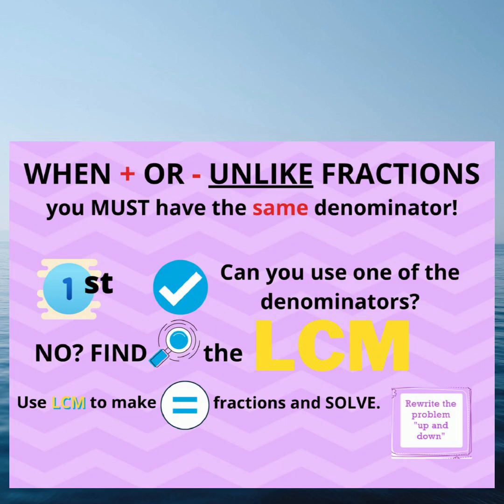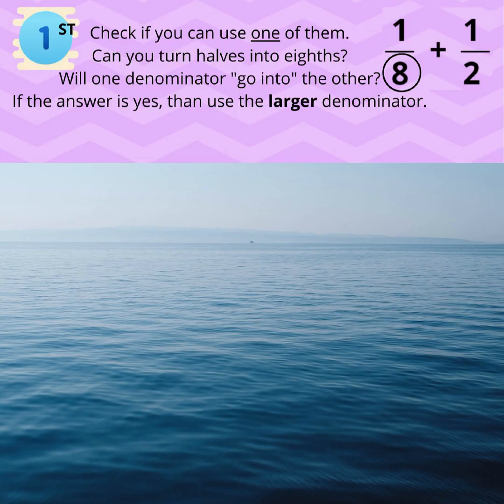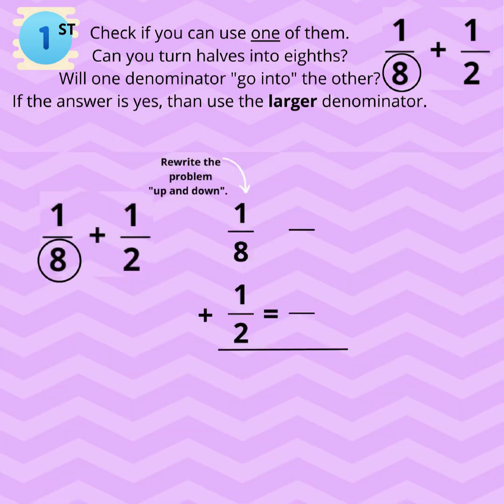Adding and subtracting unlike fractions are easy if you follow these steps. Sometimes you can use one of the denominators. You should check that first. Here is an example. Check if you can use one of them. Can you turn halves into eighths? Will one denominator go into the other? If the answer is yes, then use the larger denominator.